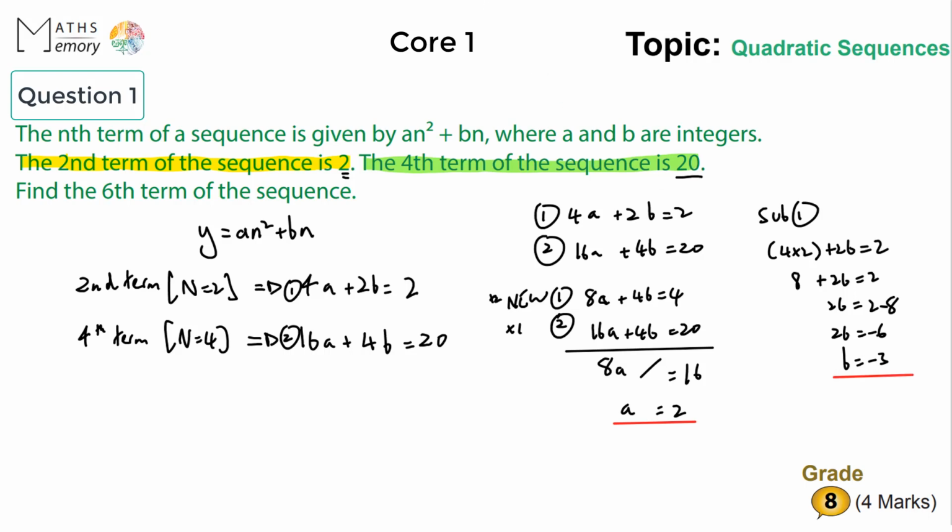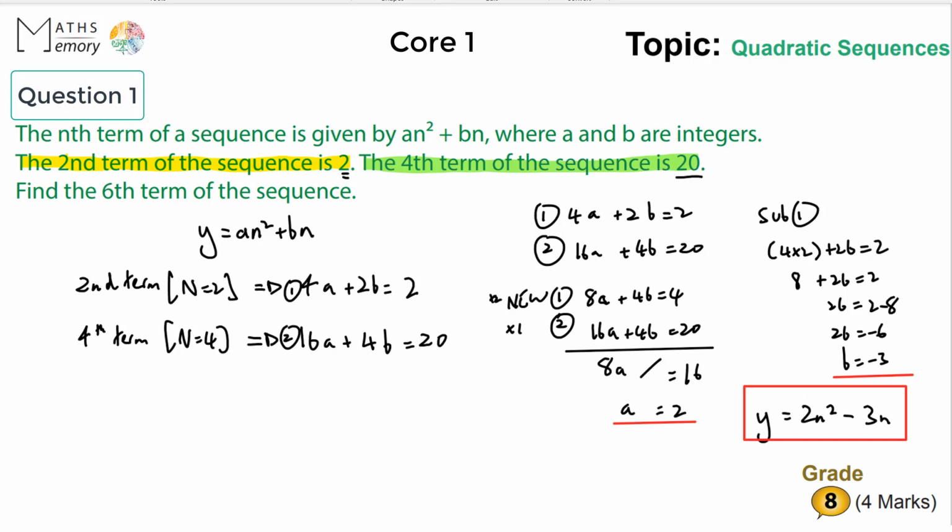We can now find the, well, let's first of all plug this into our original equation, quadratic sequence. We'll do it over here. We have y equals 2n squared, if a is 2, minus 3n. That is the final equation. Let's find the sixth term now. This is like a part B question in a way. We're just simply subbing in a value of n into this to find the sixth term when n is 6.